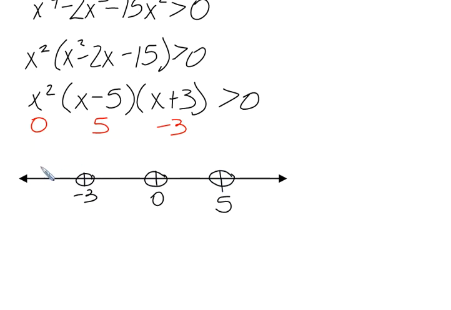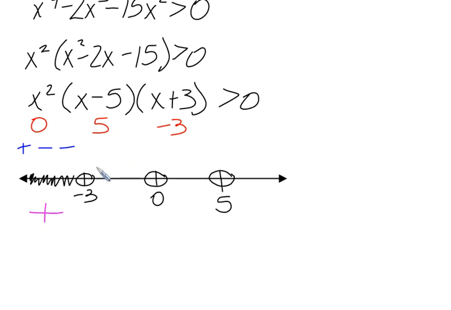Now let's pick a number less than negative 3, for example, x equals negative 10. If we plug in x equals negative 10, x squared would be positive. Square a negative, you get a positive. Negative 10 minus 5 is going to be a negative number, and negative 10 plus 3 would also be a negative number. So everything considered, a positive times a negative times a negative is a positive. Therefore, it is greater than 0, and this region will work, so we'll shade it in.